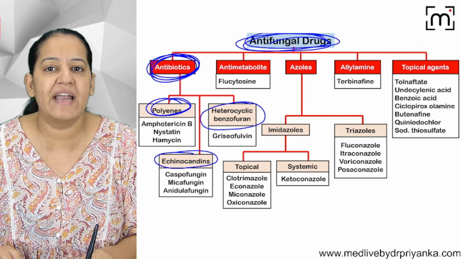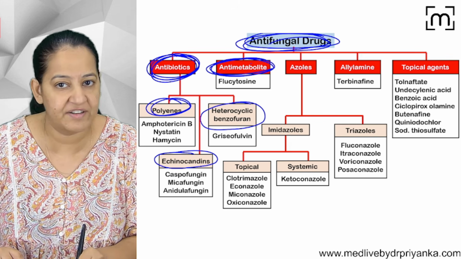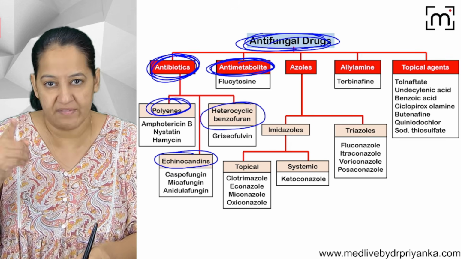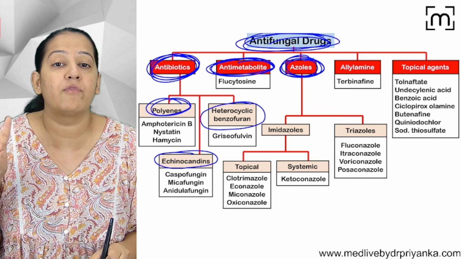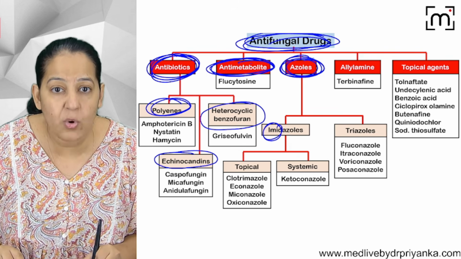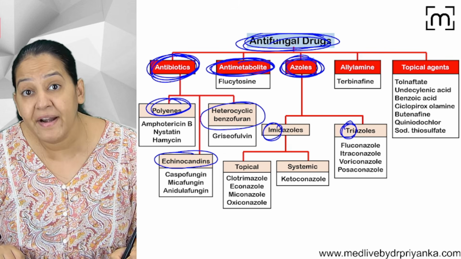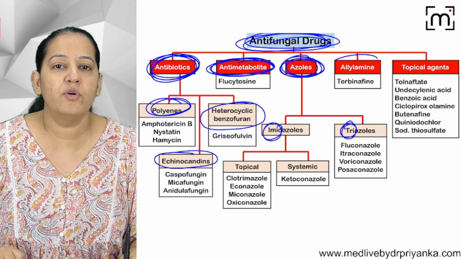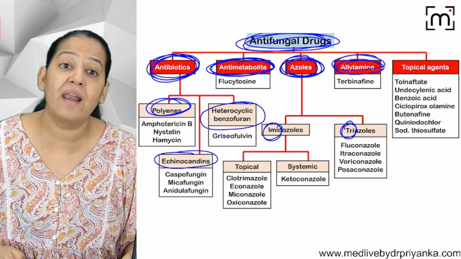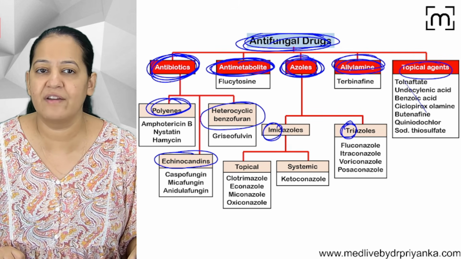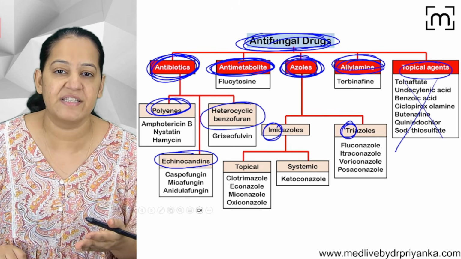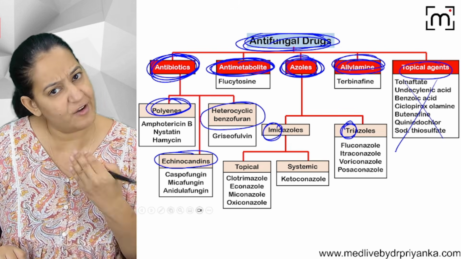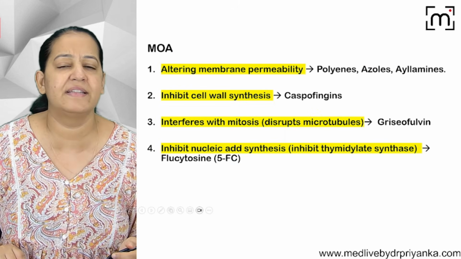The second is antimetabolite, which doesn't have any further category. It is having only 1 drug. The third category is azoles. Azoles are of 2 types: imidazole and triazole. The fourth category is allylamines. And the fifth one is the topical, which we don't have to see in detail. So you can see these are the four categories we have to study in detail. Drugs under each category, I will tell you one by one when I teach you the categories in detail.